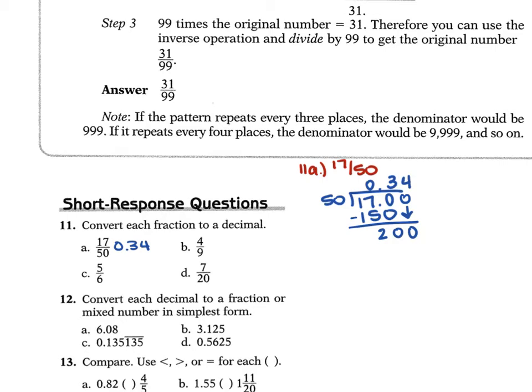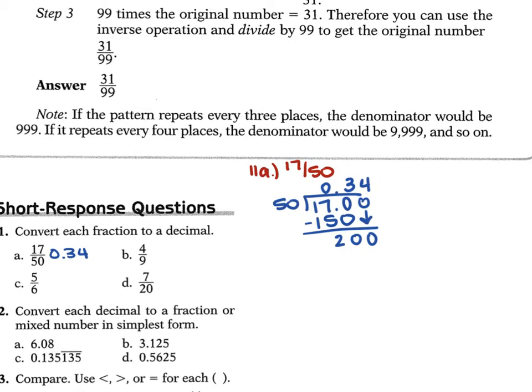For B, they give us 4 over 9. There's a rule with these 9s. If you have a 9 in the denominator, it tells you that the number on top repeats. So this 4 over 9, you could do 4 divided by 9, or you can just say to yourself, okay, it's over 9, so that 4 is just going to repeat itself. So it's going to be 0.4 repeating.